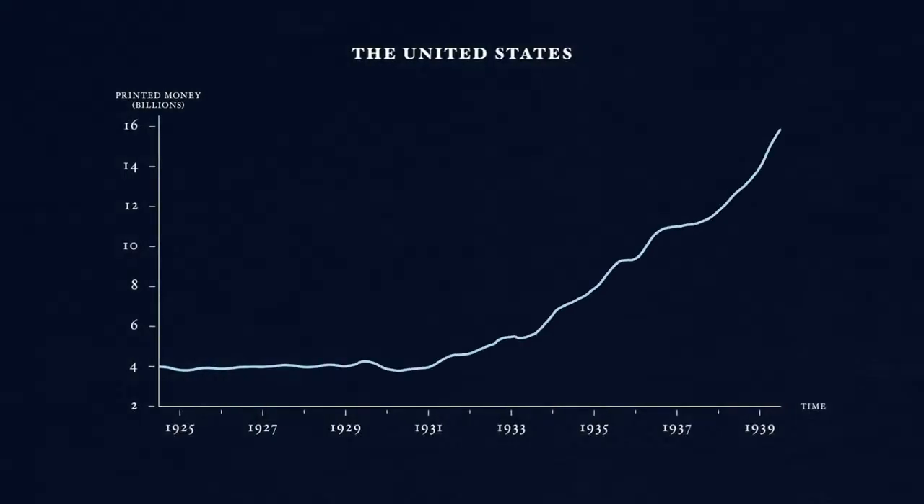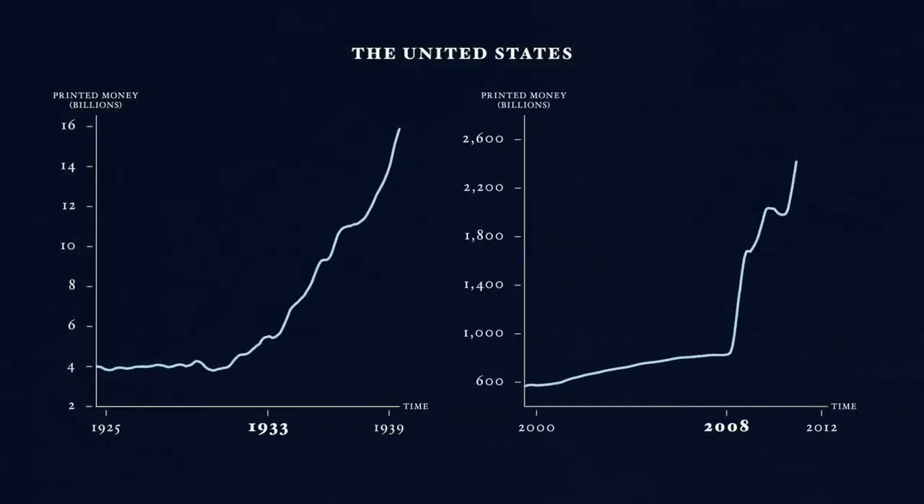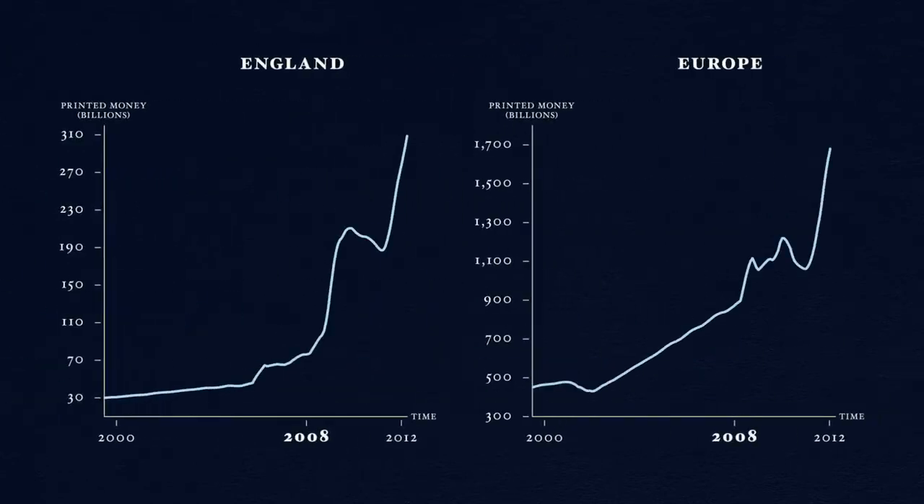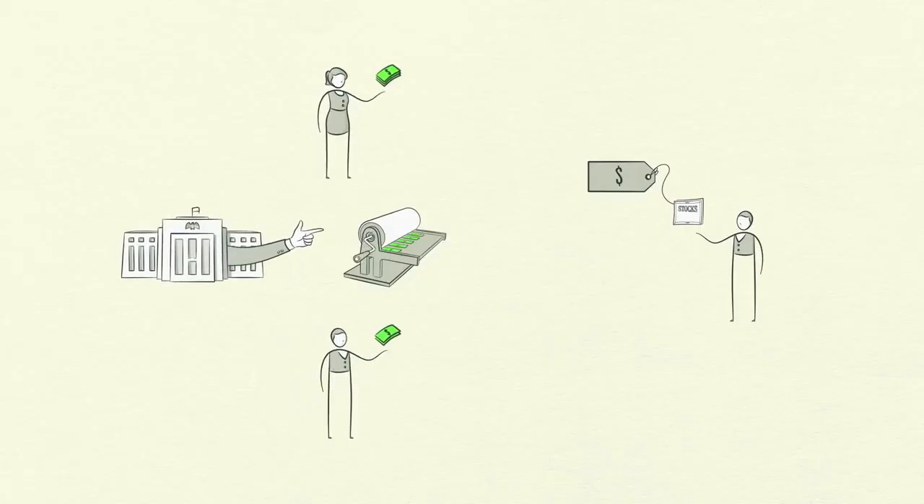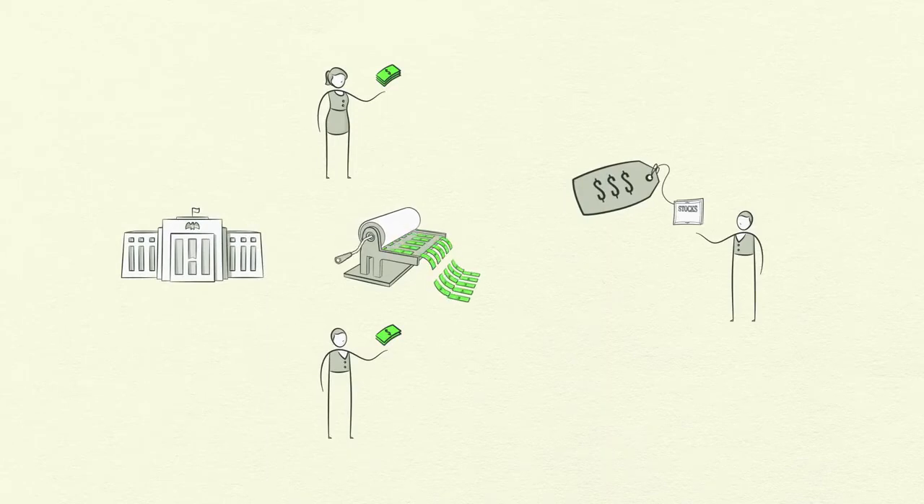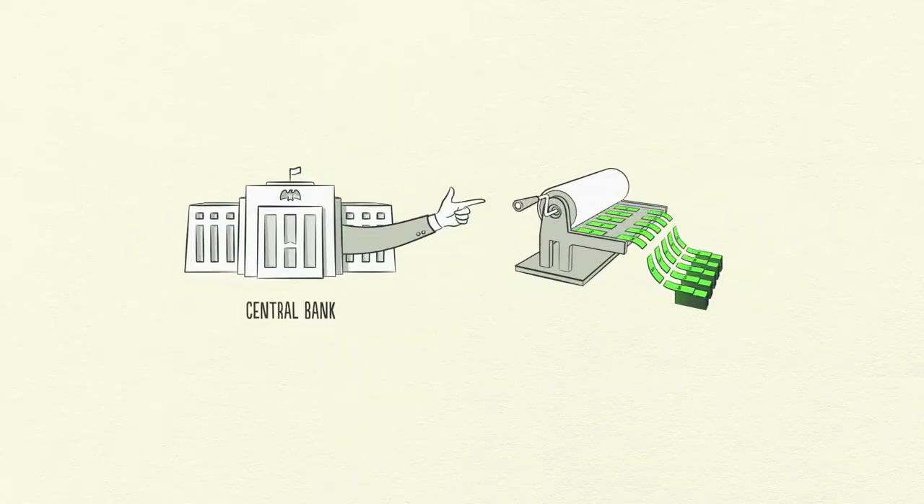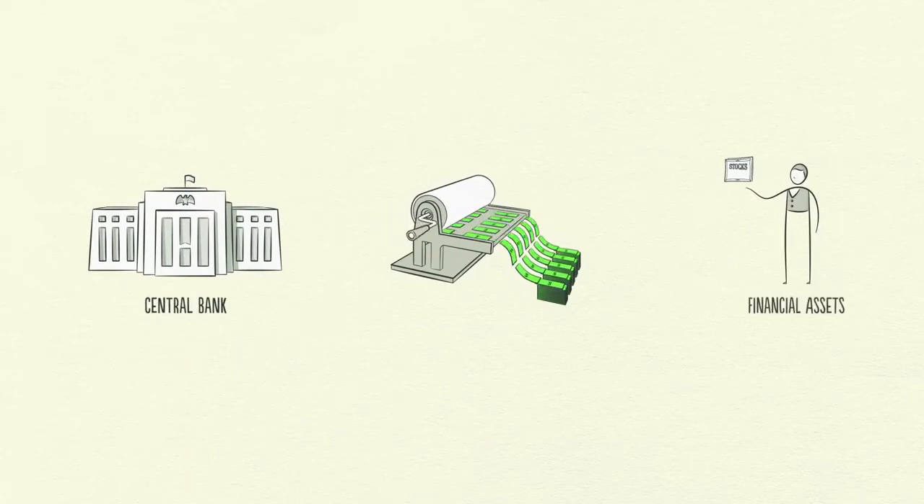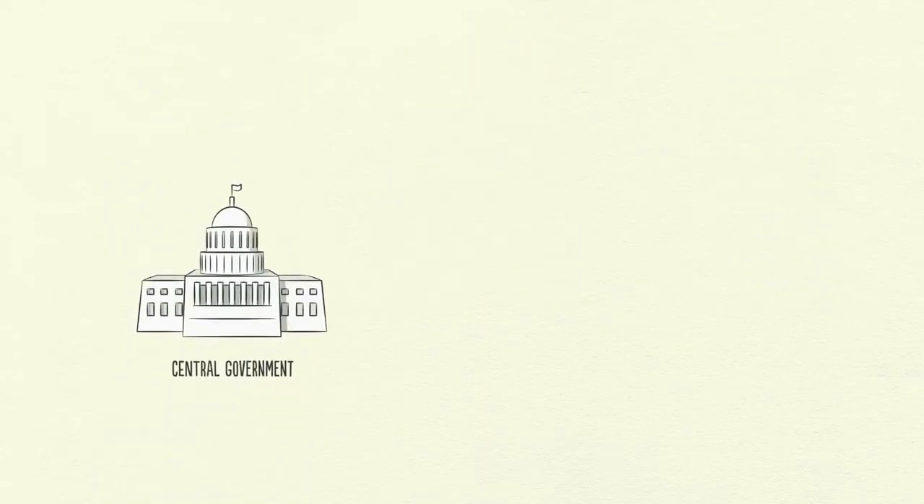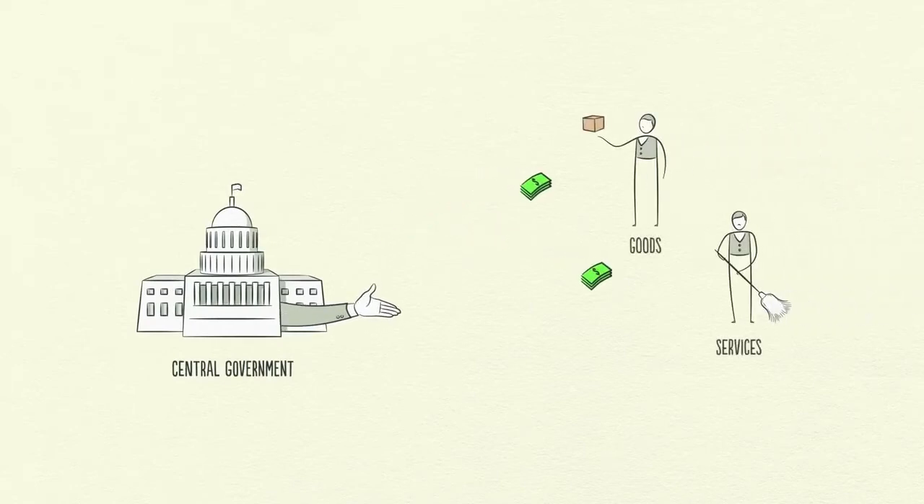It happened in the United States during the Great Depression, and again in 2008 when the United States Central Bank, the Federal Reserve, printed over $2 trillion. Other central banks around the world that could printed a lot of money too. By buying financial assets with this money, it helps drive up asset prices, which makes people more creditworthy. However, this only helps those who own financial assets. You see, the central bank can print money, but it can only buy financial assets. The central government, on the other hand, can buy goods and services and put money in the hands of the people, but it can't print money.